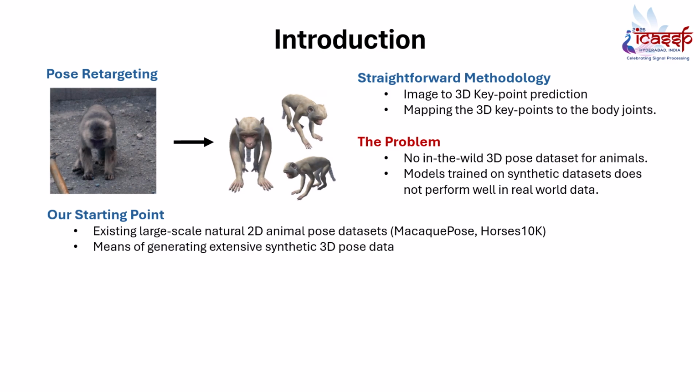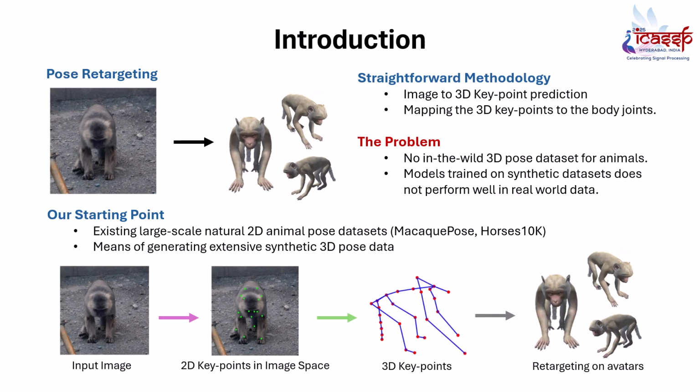To bridge this, we leverage the existing large-scale natural 2D animal pose datasets such as macaque pose and horses 10K, which contain the annotated 2D key points of various animal postures. We also leverage a synthetic 3D pose data generation pipeline where we create extensive 3D motion datasets using rigged avatars performing diverse actions in a simulated environment.